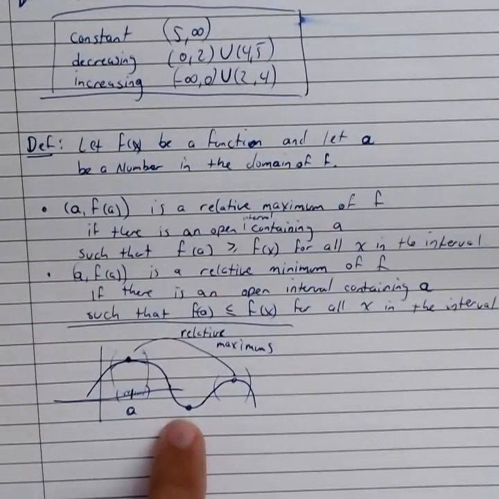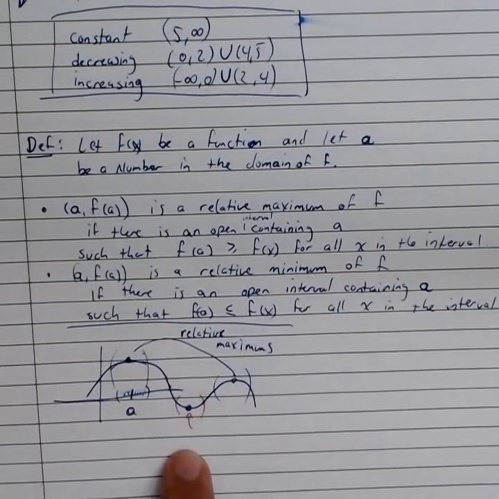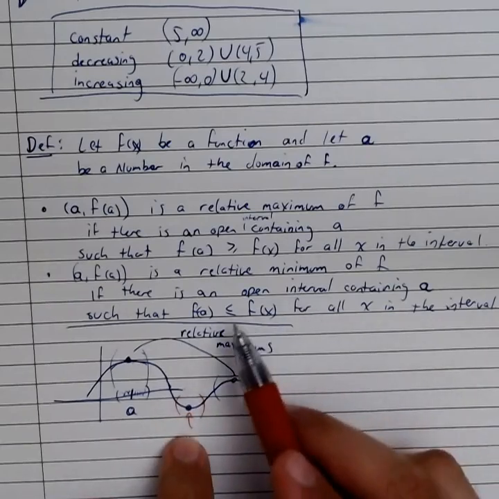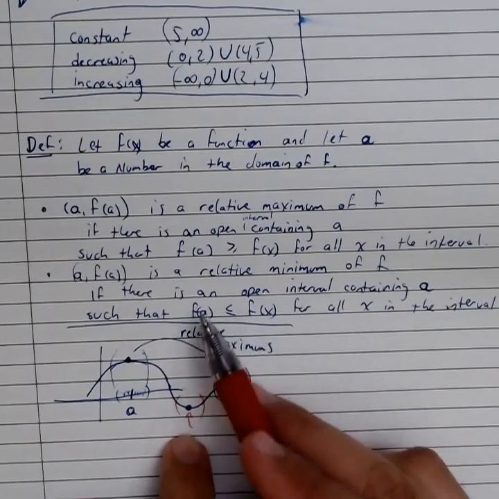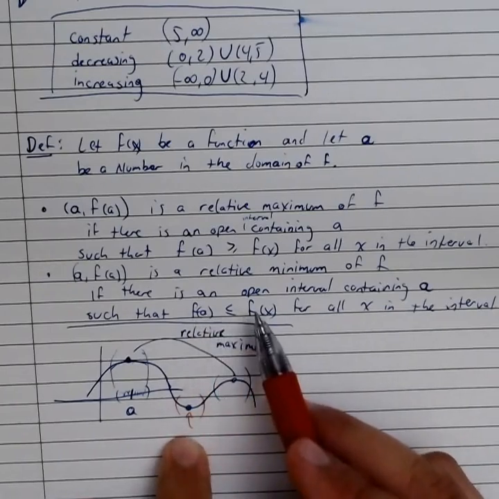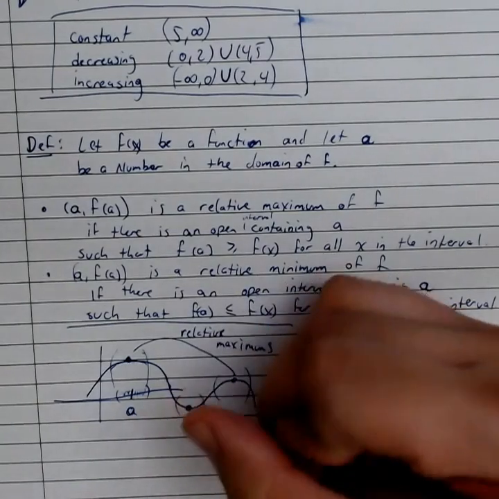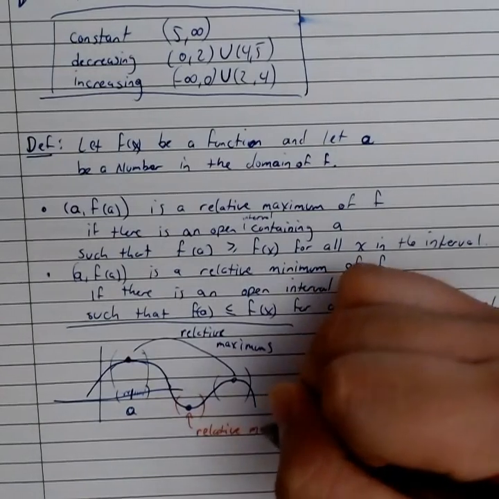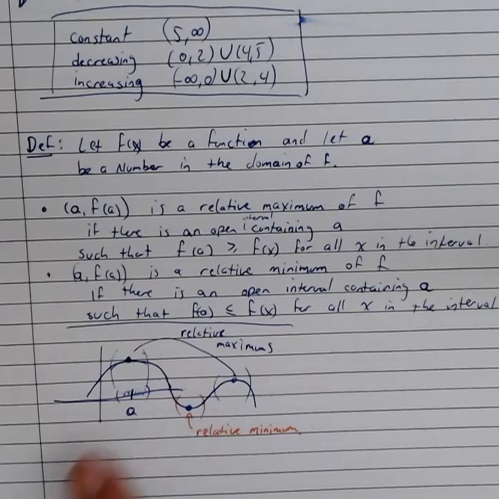this point right here would be a relative minimum because I can come up with an interval around that point where inside of that interval, I'm either at that point or every other point is higher. F at A is going to be lower than all the other f of x's. So it's lower than all the stuff nearby. And so this is a relative minimum.